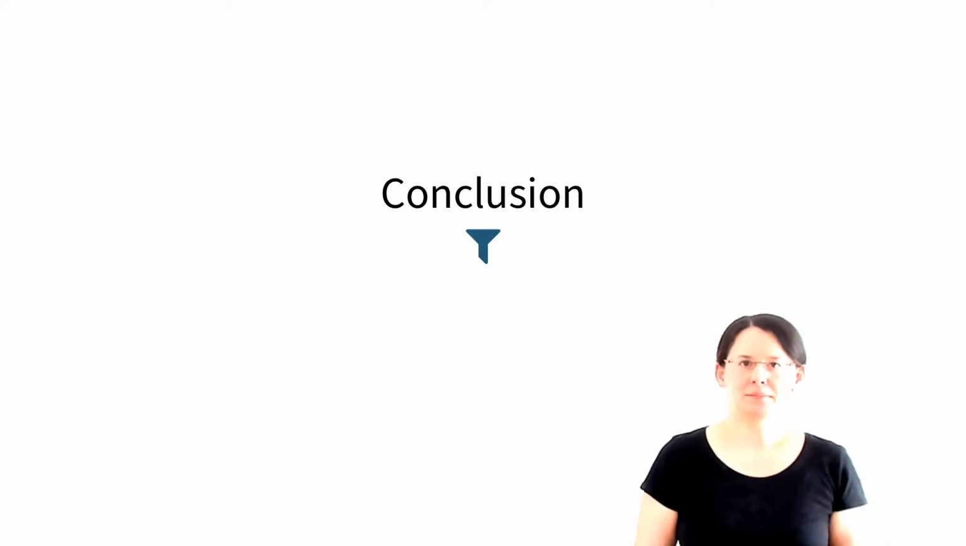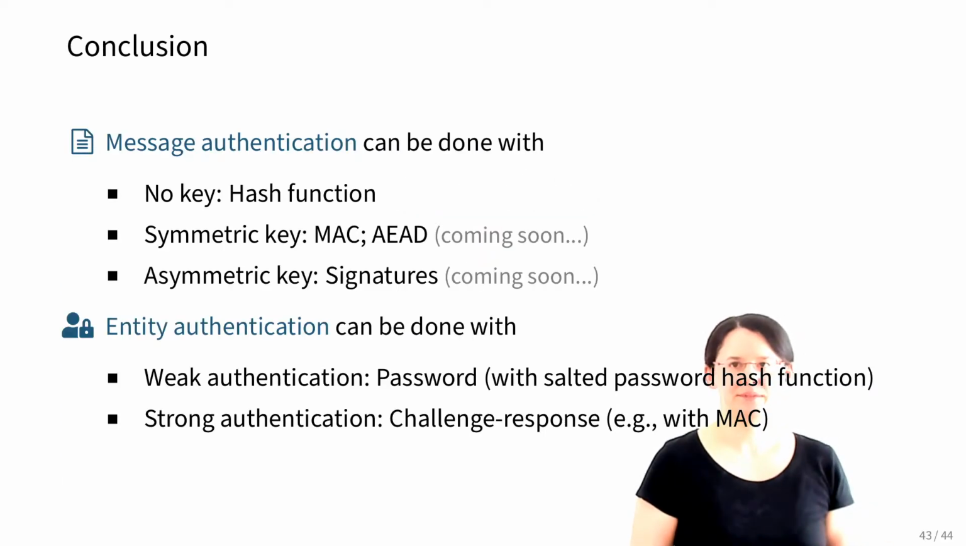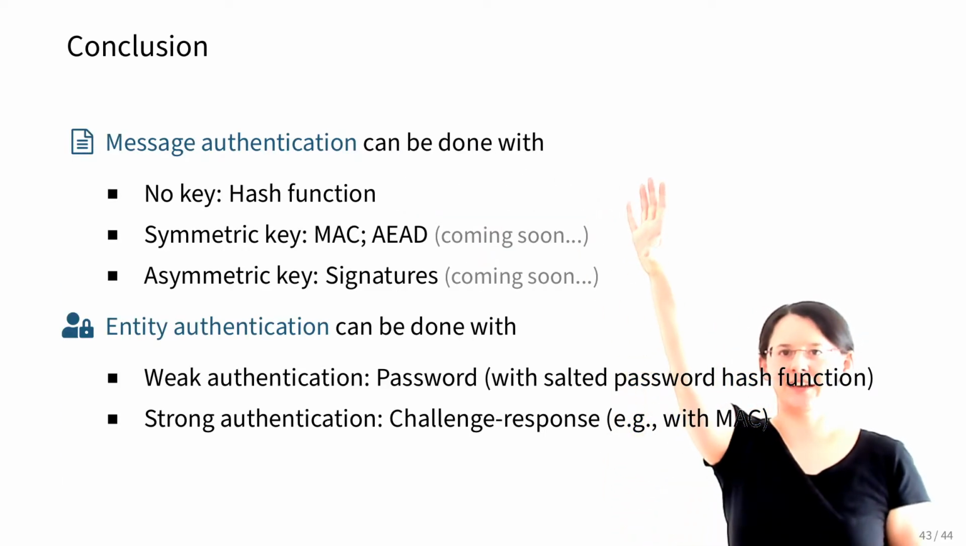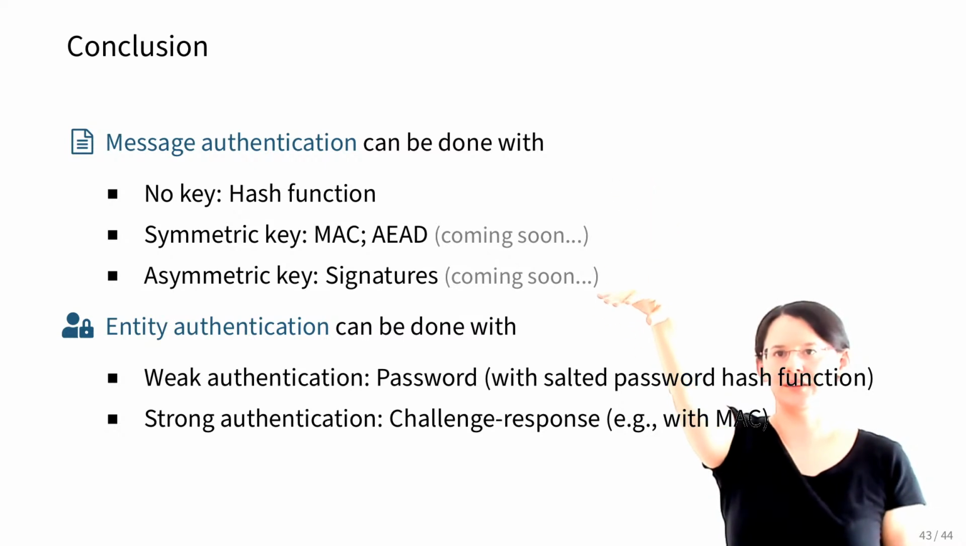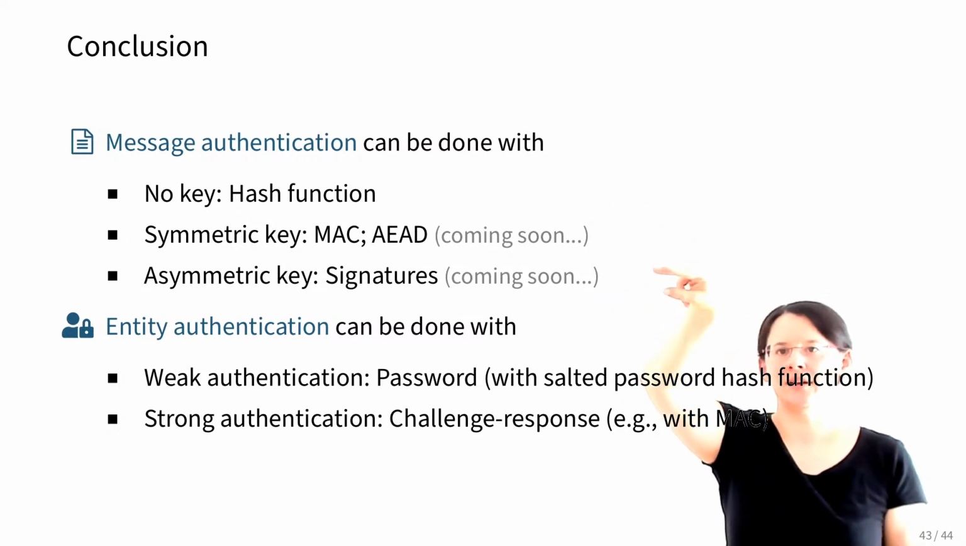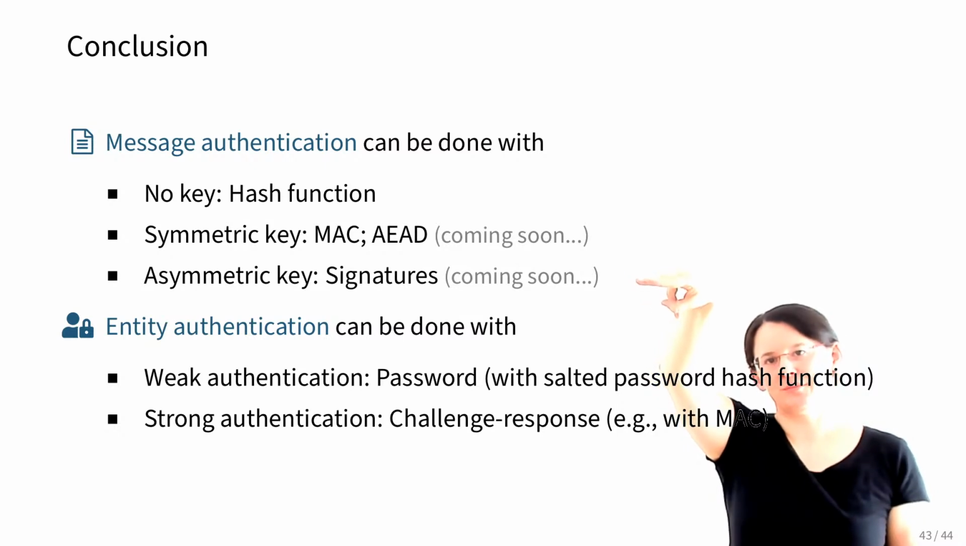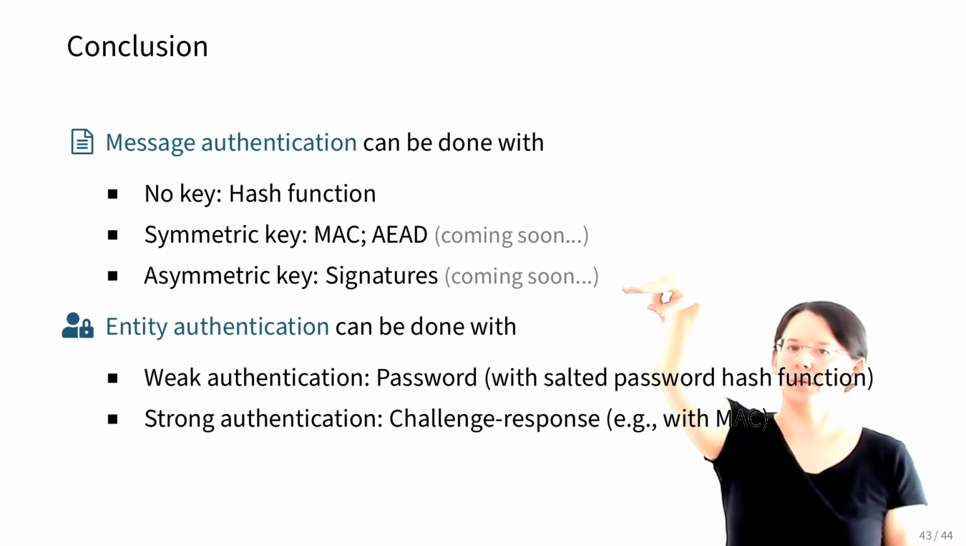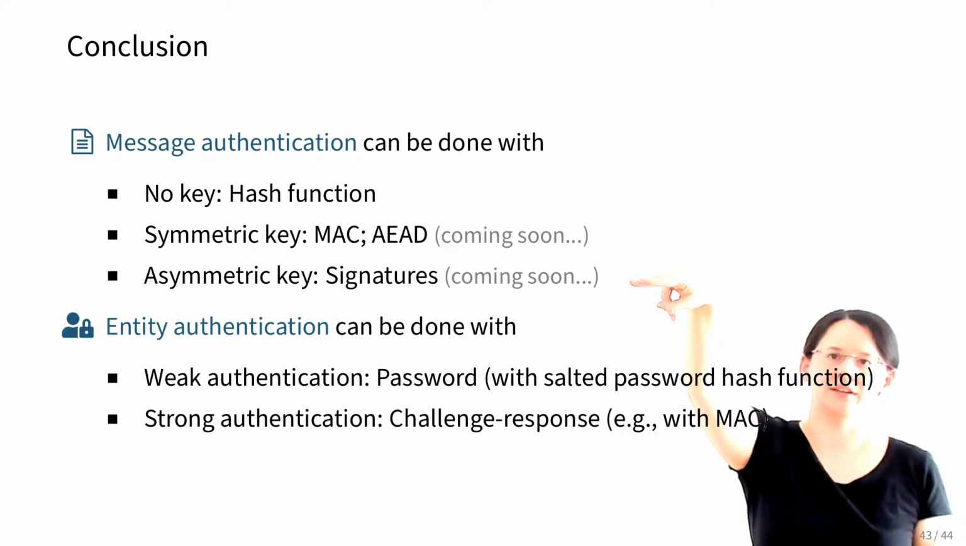Okay, let me come to the conclusion of what we heard today. So we first talked about message authentication and different schemes for doing that. Without a key, with a key, we will hear a bit more next week. And it's also possible with an asymmetric key. We will hear more about that in 2 weeks.